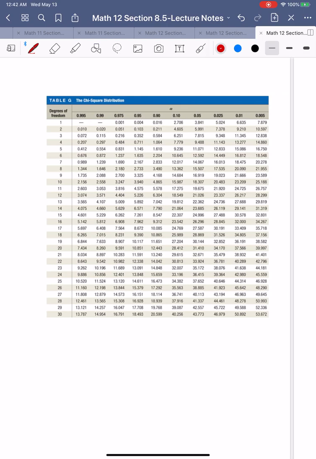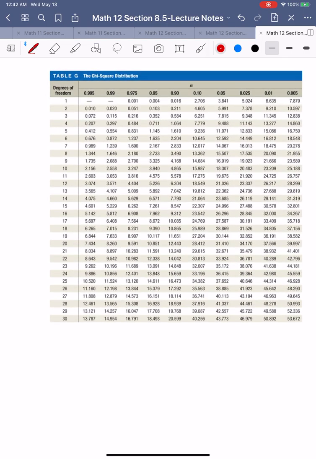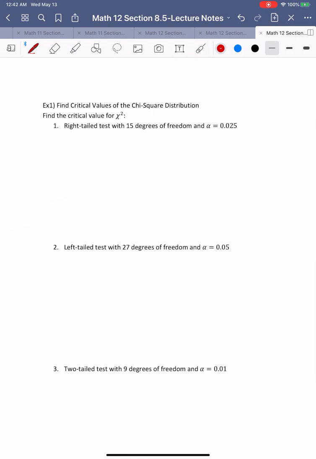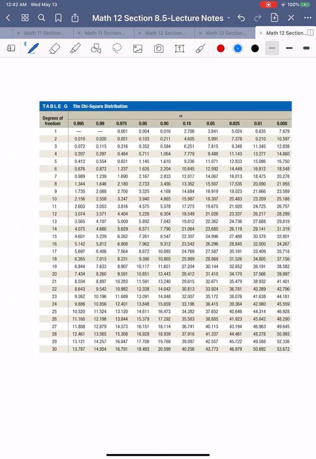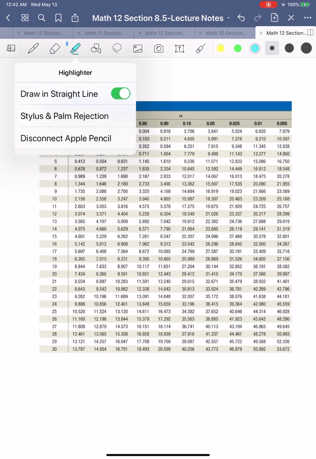All right, this is the table for the chi-square. Okay, so example 1, critical values for the chi-square distribution. Find the critical value for the chi-square. First, a right-tail test with 15 degrees of freedom and alpha equal to 0.025. In order to find the critical value, let's go to the degrees of freedom of 15.